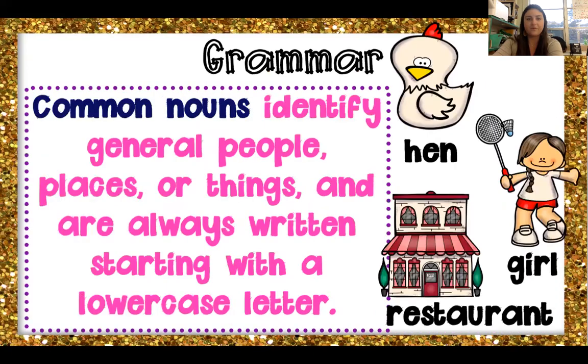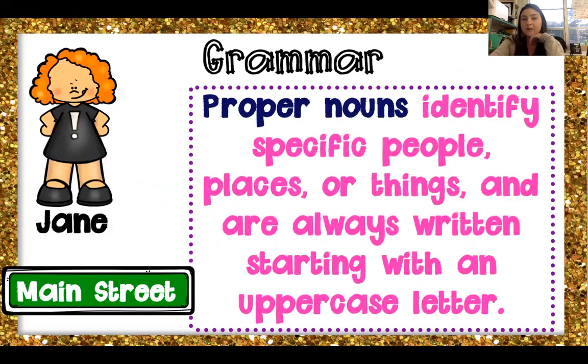Okay, if you guys remember, a common noun is a general person, place, thing, idea, and they're always written with a lowercase letter. So for instance, hen, girl, and restaurant, always written with a lowercase letter. Proper nouns identify specific people, places, and things, and are always written with a capital letter. So our girl is Jane, and she lives on Main Street. It's not just any street, I know which one it is.